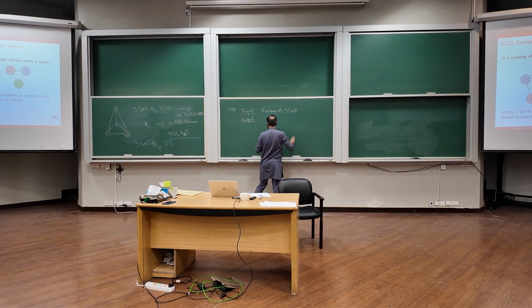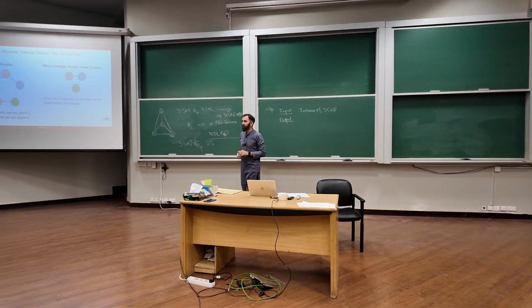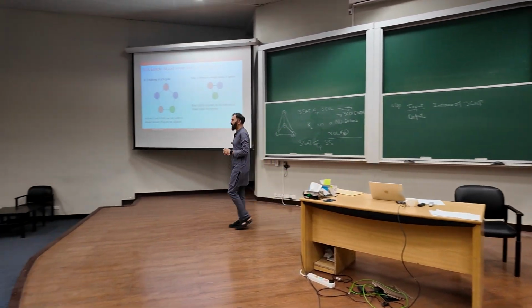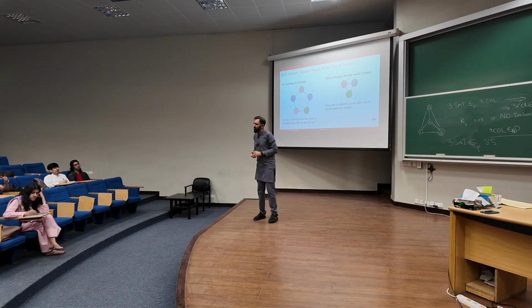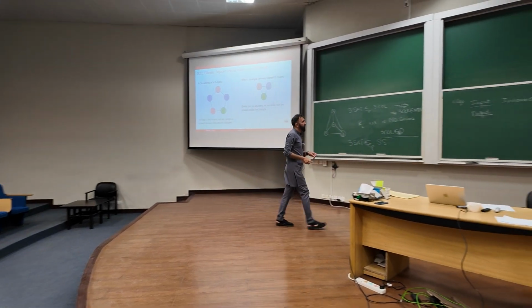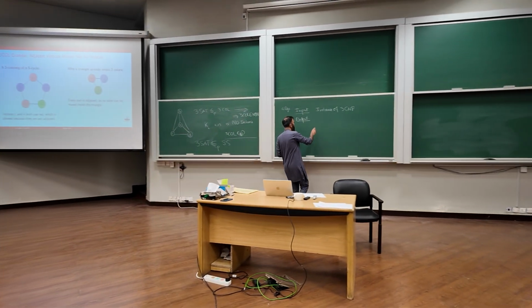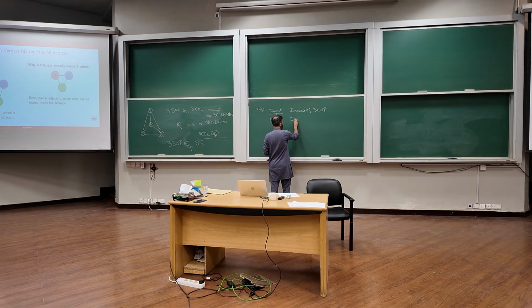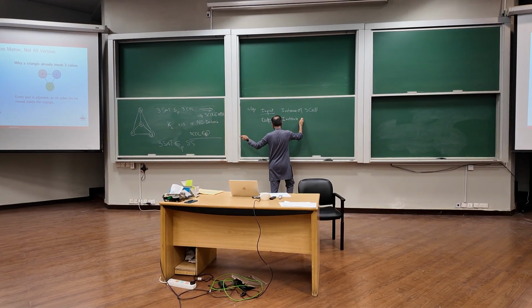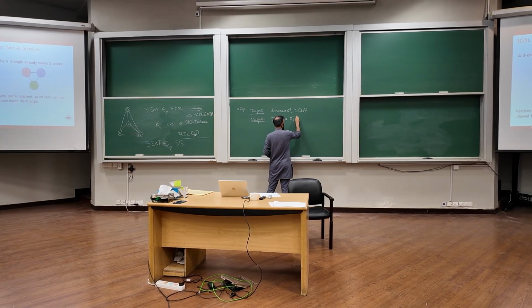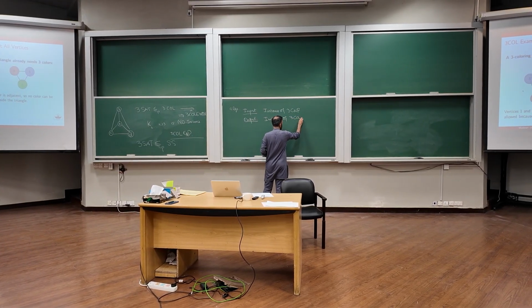F. And what's the output? An instance of 3 coloring. Yeah, instance of 3 coloring. All right, so it outputs the input of the target problem, an instance of 3 colorability.